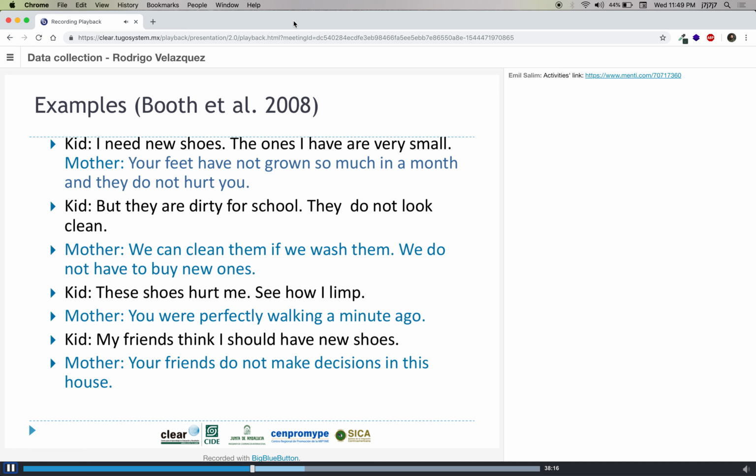We do not have to buy new ones. So again, in this case, the mother is saying that this is not sufficient evidence to achieve his objective in order to get new ones, because there is something to clean them. She can clean his shoes with some water and soap. So of course, this is not enough or sufficient evidence. And in this case, the evidence is not sufficient again.